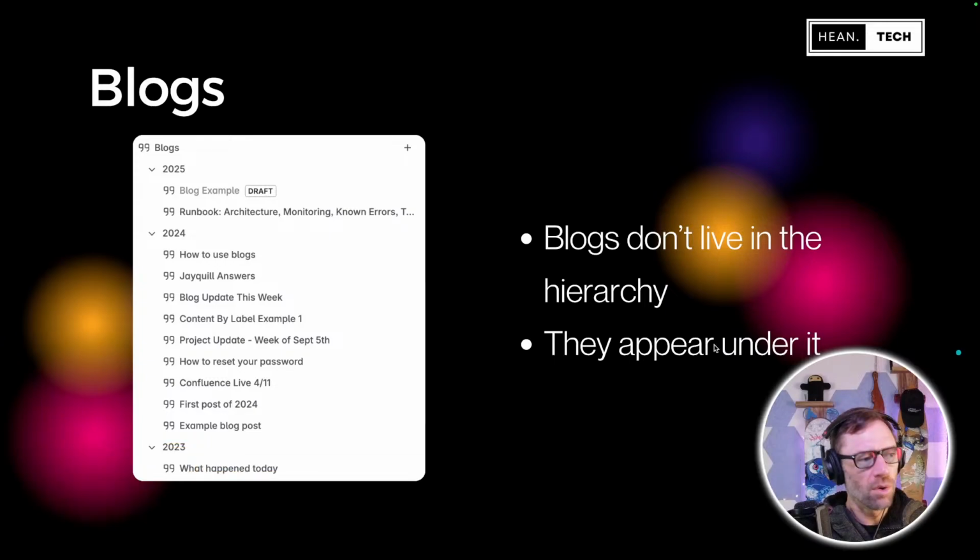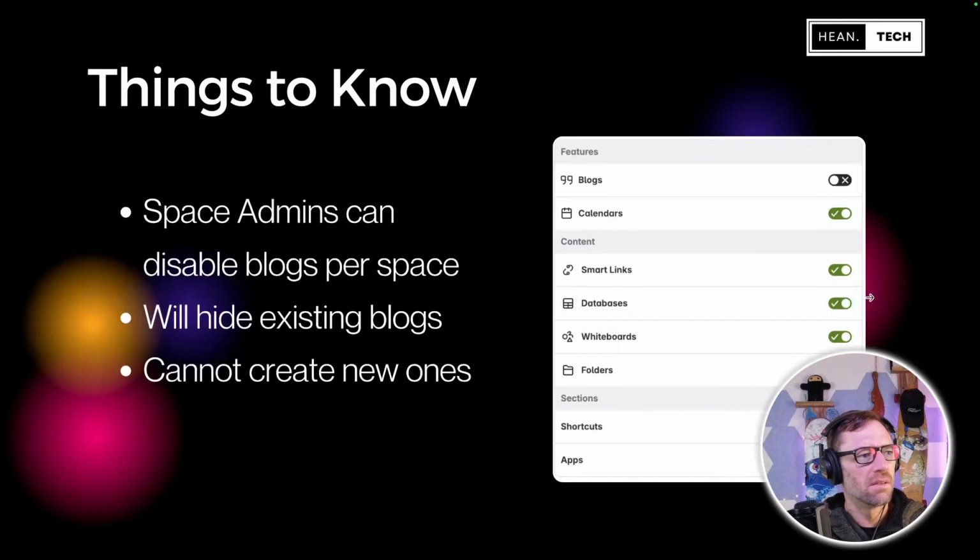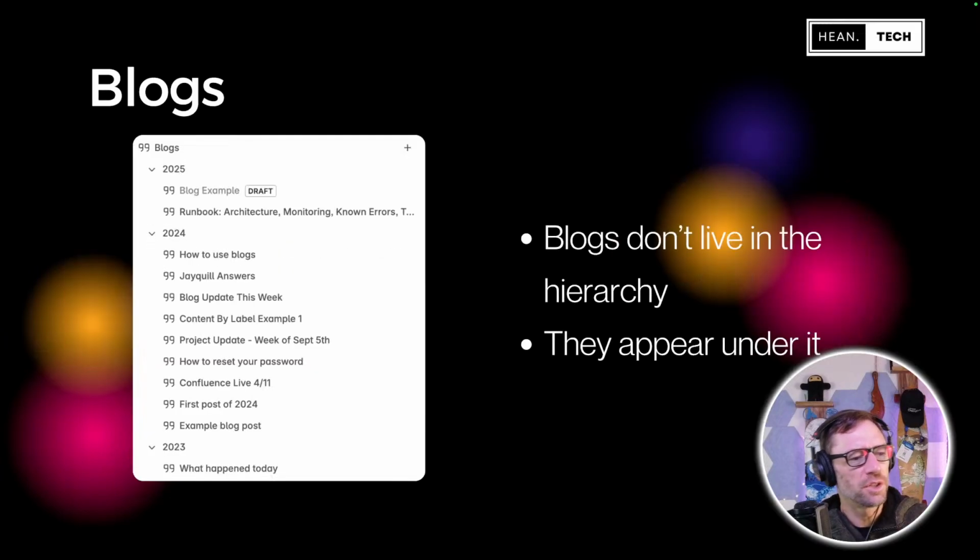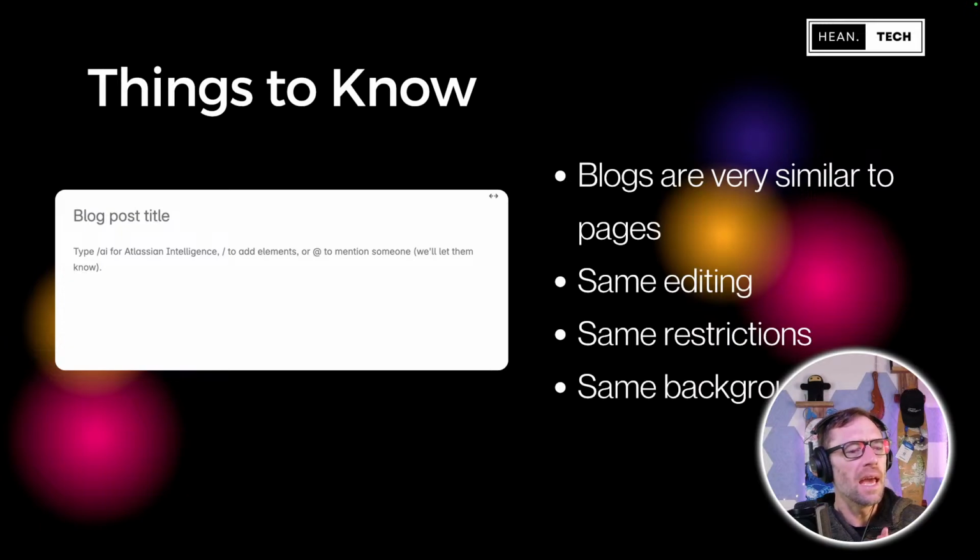They are organized chronologically, which is nice, and this is one advantage of blogs. And I forget if I put in a slide in here. Okay, I did. I'll talk about the chronological organization soon. Now, they're similar to pages. I've mentioned this a few times. When you are editing a blog, it's really hard to tell visually whether you are on a blog or a page. The big giveaway is it says blog post at the top. But except for that, it's going to pretty much be the same. You're going to have the same editor. You're going to have the same ability to restrict. The background is going to be the same color.